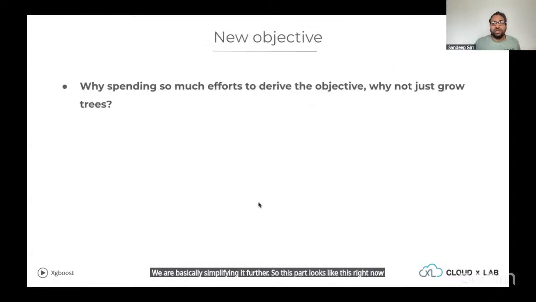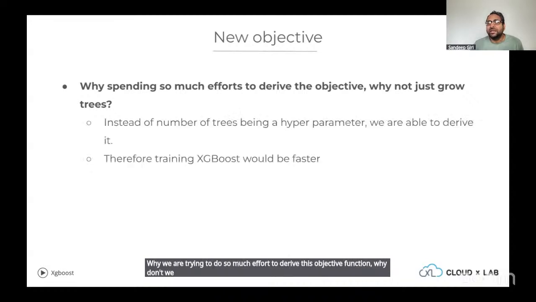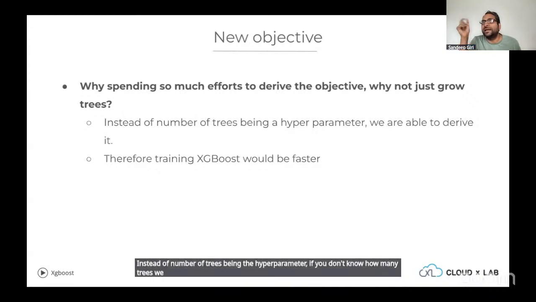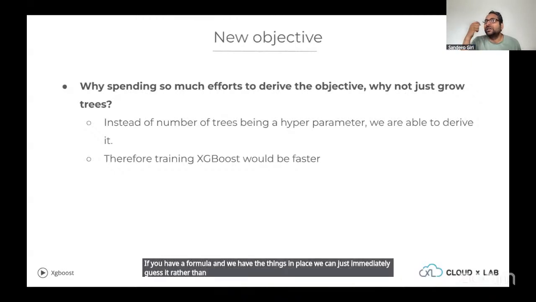Now, why are we putting in so much effort to derive this objective function? Why don't we just do hit and trial? Instead of the number of trees being the hyperparameter, if we don't know how many trees we can train, or whether we should go ahead and train a new tree, we want to figure out how to derive it optimally. If we have a formula and have things in place, we can immediately get the answer rather than iterating over it. That's what we are trying to do.